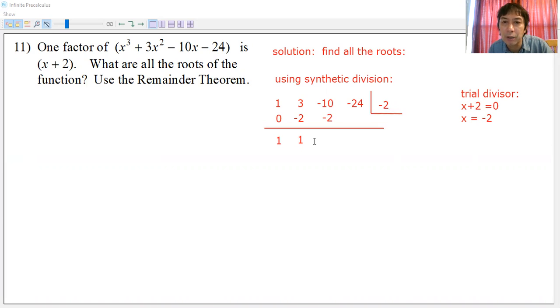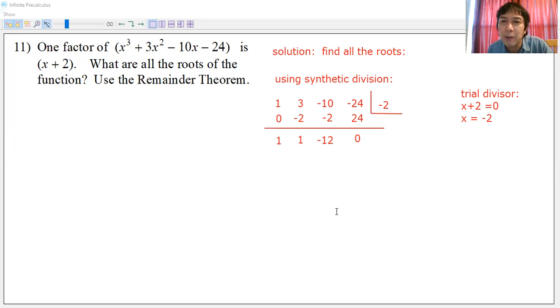Third addition is negative 12. So we have a negative 12 and then negative 12 times negative 2 now. So it's a positive 24. And we have a zero remainder here. Negative 24 and positive 24, that results to a zero remainder.